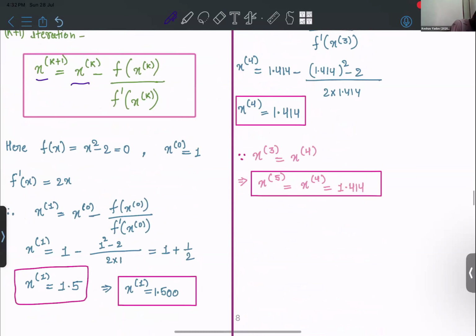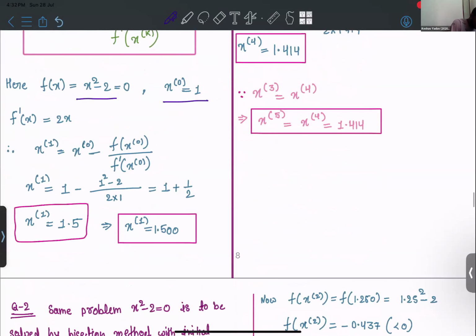Here, since the function was x square minus 2 and the initial guess was 1, f prime will be equal to 2x. So what will be the value of x at the first iteration? This will be equal to 1 minus, we put the value 1 in the function, 1 square minus 2 divided by 2, that will give 1.5. But we will not write the answer as 1.5 since we need to write it up to 3 decimal places. So our answer will be what?